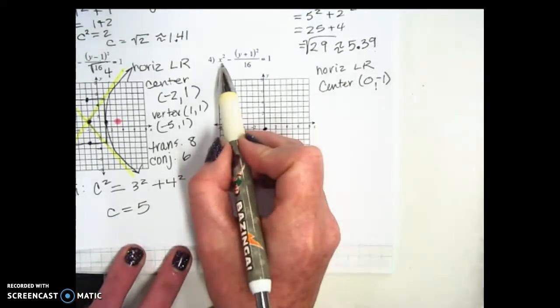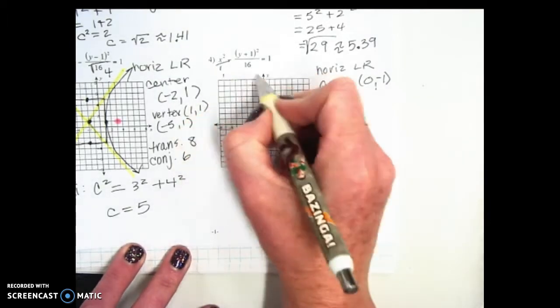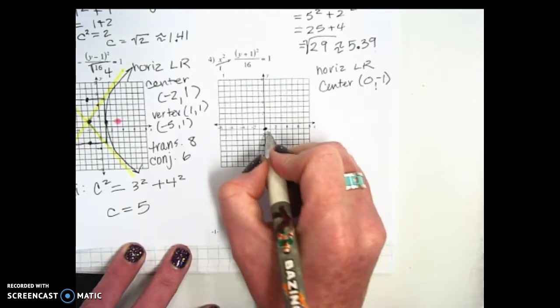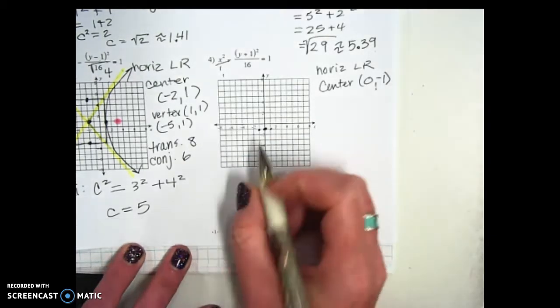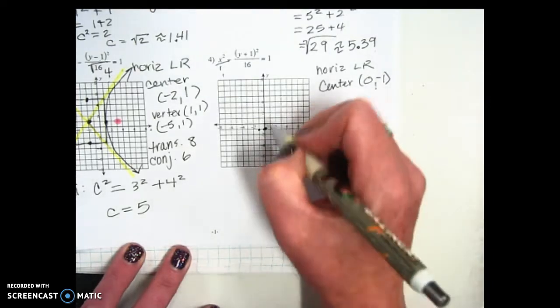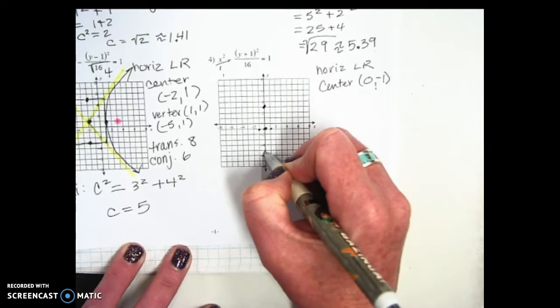What's the denominator of this x squared? 1. So the square root of 1 is 1. So our stretch x is 1 to the right and 1 to the left. Easy. What's our stretch up and down? 4. So 1, 2, 3, 4, put a point. 1, 2, 3, 4, put a point.